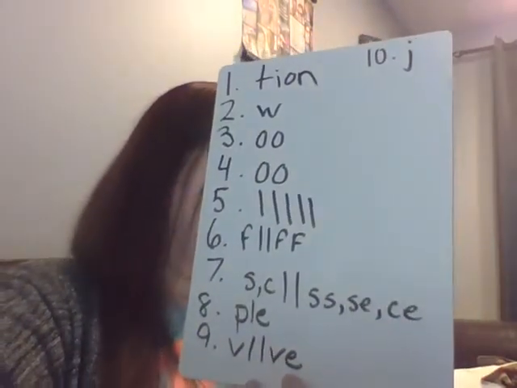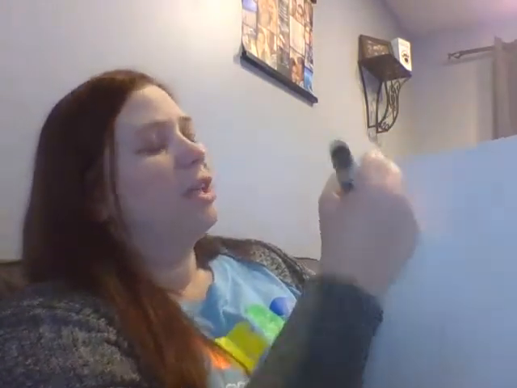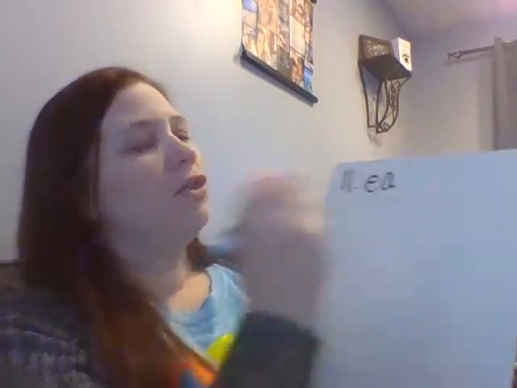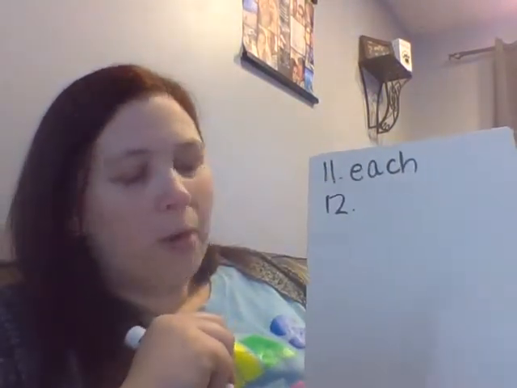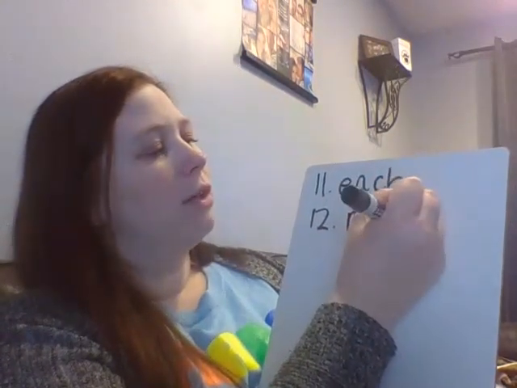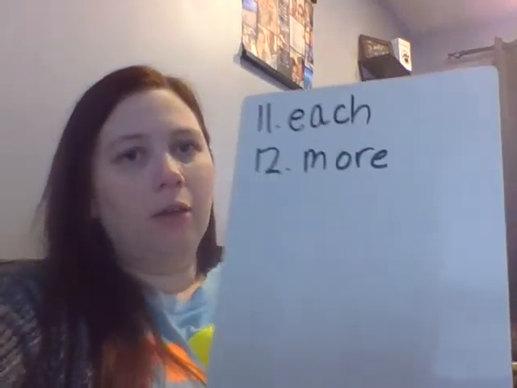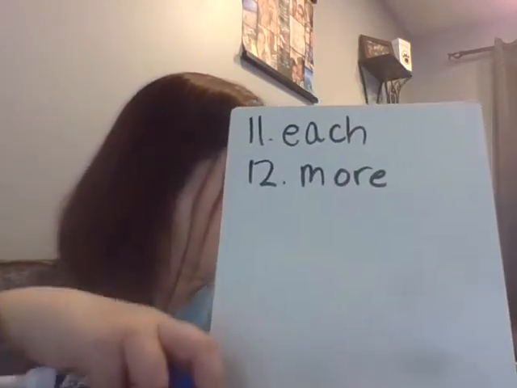We're going to practice spelling a couple of words. All right, on number 11, make sure you find 11 on your paper. We are going to spell the word each. This is that digraph E sound, which is E-A, and then ch, C-H. Number 12, we have more. And then we have our O-R, and then an E. Go ahead and make sure you have those two down before we talk about our next digraph.